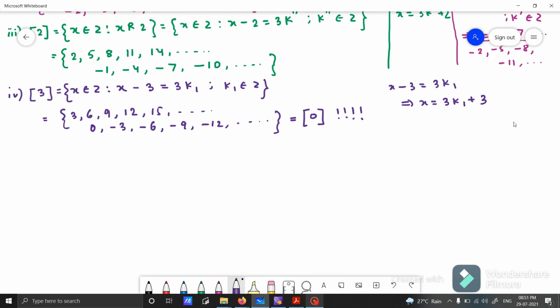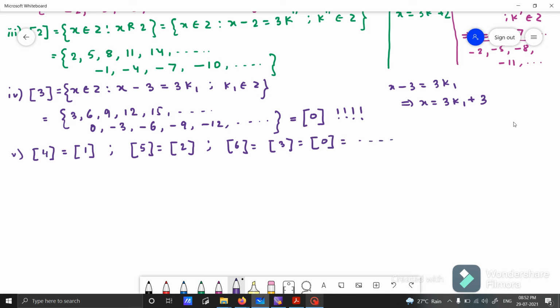Now if you continue, you will see the same for all the other positive integers after 3. Equivalence class 4 you can work out yourself and verify. Since 3 has become equal to equivalence class 0, 4 will become equal to equivalence class 1, 5 will become equal to equivalence class 2, 6 will become equal to equivalence class 3, which is also 0, and this way it will continue.